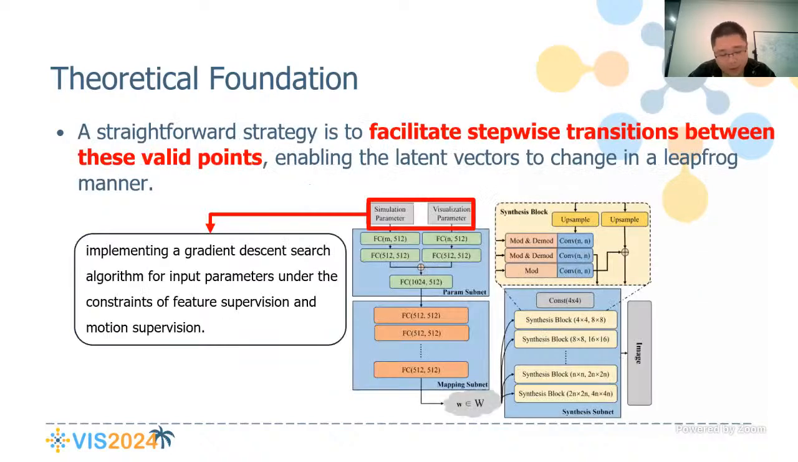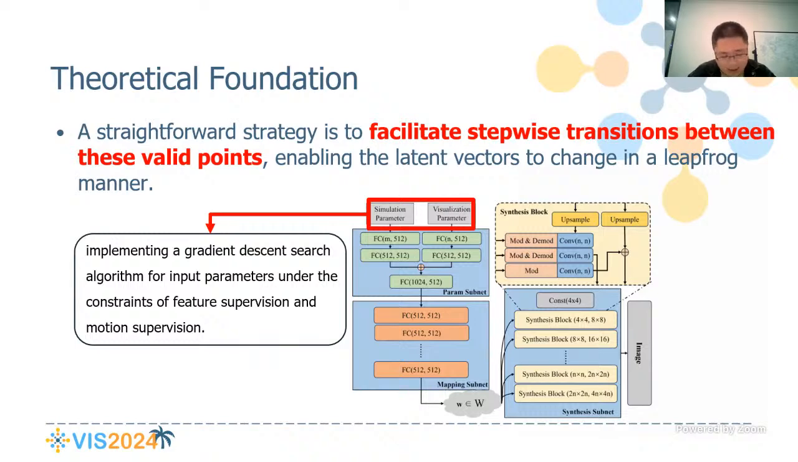And a simple solution is to make the changes among those valid latent vectors. This means that we only generate the right image. So we can use the gradient descent algorithm on the input parameter, and it will make the latent vector change in a leapfrog manner and always keep valid points. And this is the solution.